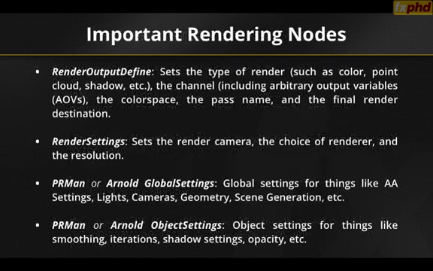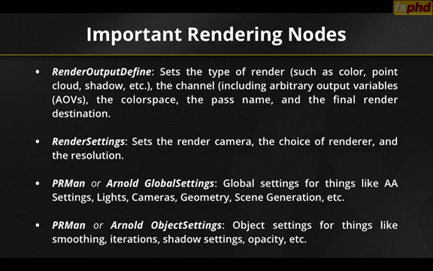Okay. Now we also have some important rendering nodes. Now these are things like the render output defines, render settings, global settings, and object settings, and we've used a lot of these already throughout the course just because we've had to. So the render output define, this sets the type of render, so the color, point cloud, shadows, etc., and the channel, so that would be things like AOVs, the color space, the path name, and the final render description.